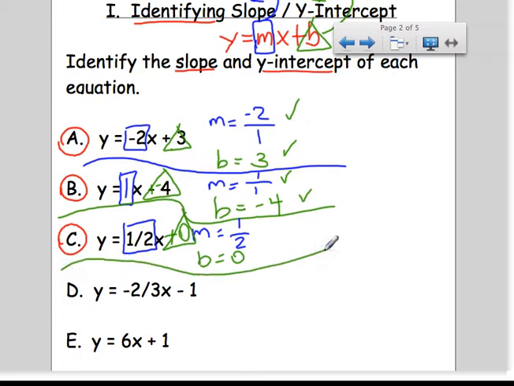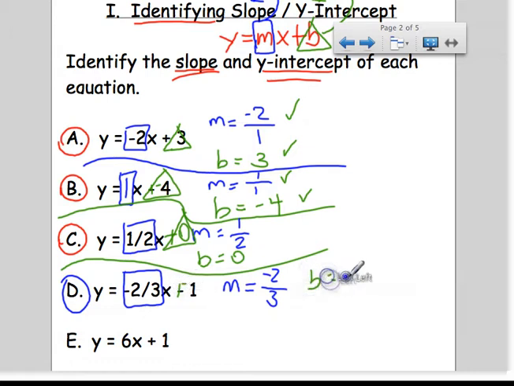I'd like you to stop the video here, try D and E, and press play after you have identified the slope and the y-intercept for both of those equations. Okay, you tried D, now it's time to check. y equals negative 2/3 x minus 1. The slope, you should have said, was negative 2/3, so m equals negative 2 over 3. And the y-intercept, after you killed subtraction, is negative 1, so b there is negative 1.